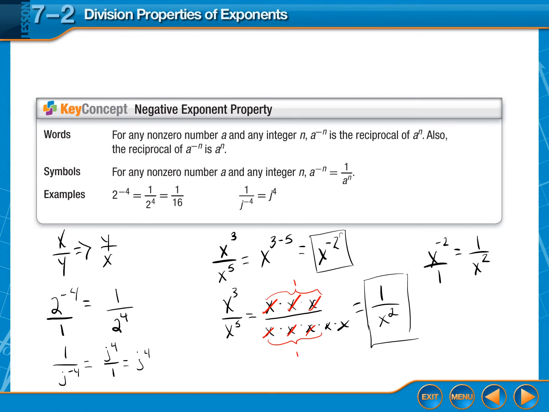Right? If I go back to my examples here, 2 doesn't change. 2 is still the base. What changes when I flip the fraction is the negative 4 becomes positive 4. Here, j doesn't change. Just when I flip it, the negative becomes a positive.